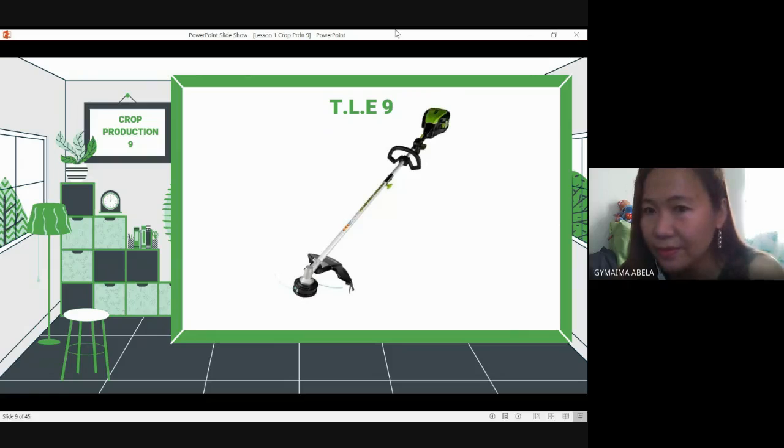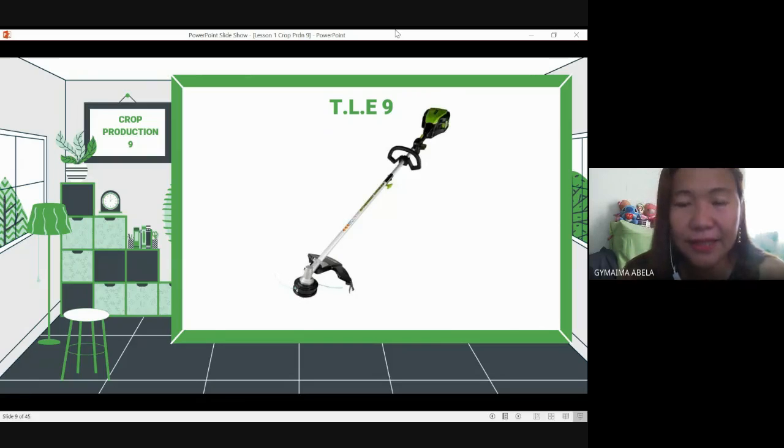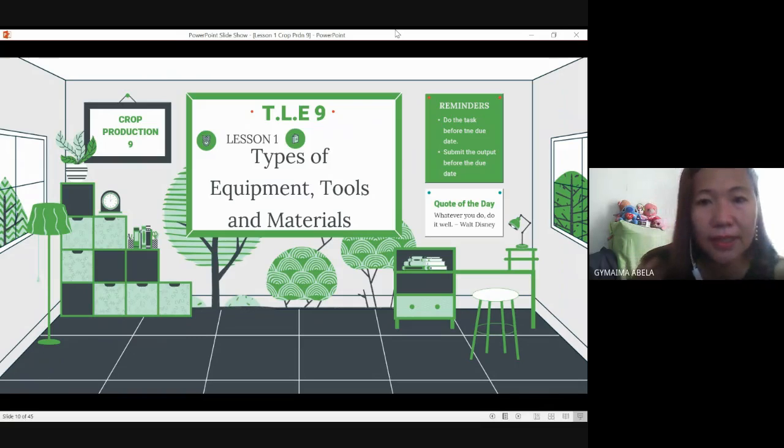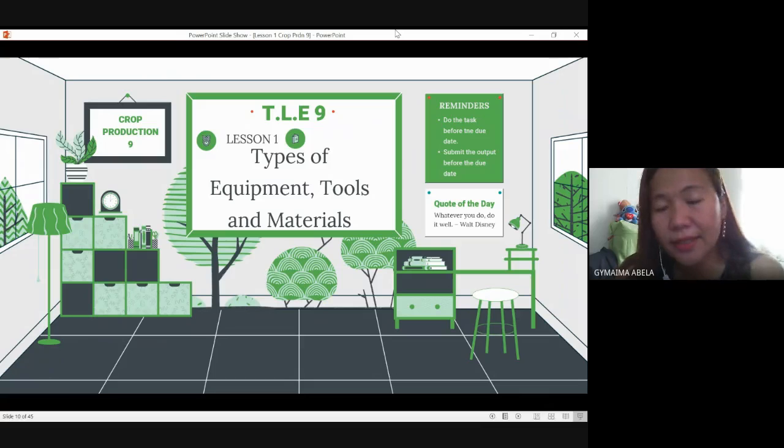So this one, yes, that is a grass cutter. In that, we're happy that we are able to identify those tools. So our lesson for today is about the different kinds or types of equipment, tools, and materials and implements.